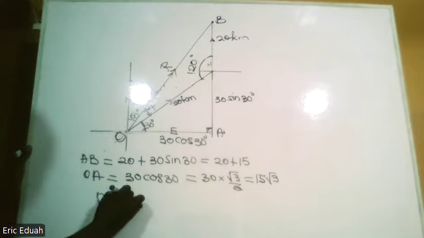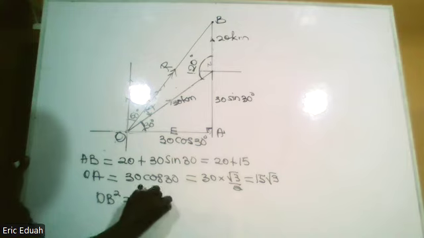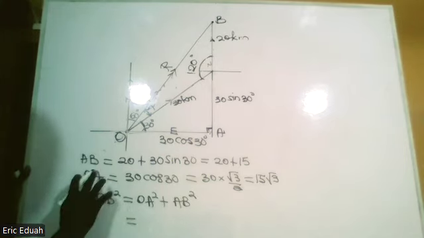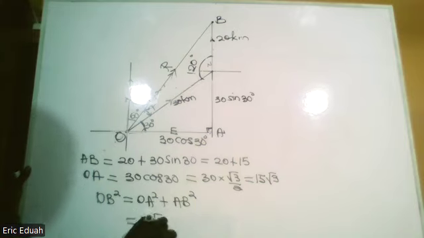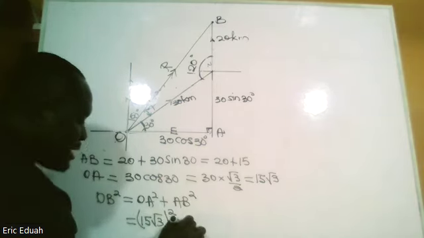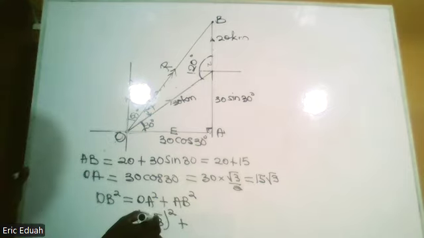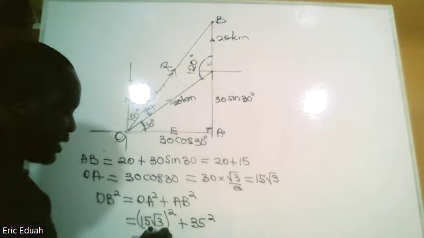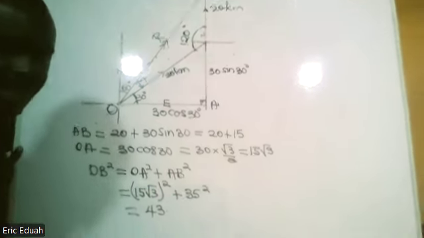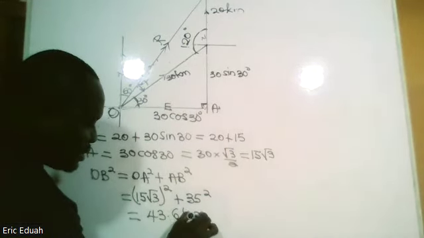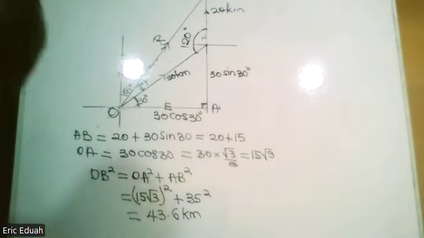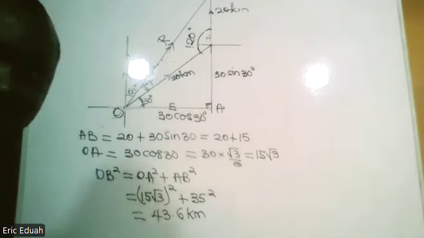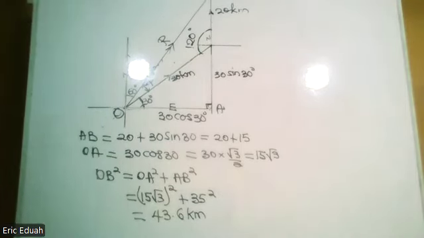OB squared would be equal to OA squared plus AB squared. OA is 15 root 3, so 15 root 3 squared plus AB. AB is 35. And it will bring us to the same value we had, 43.6 kilometer. Is that understood? Class, is it understood? Oh, no feedback from you. Yes, sir.